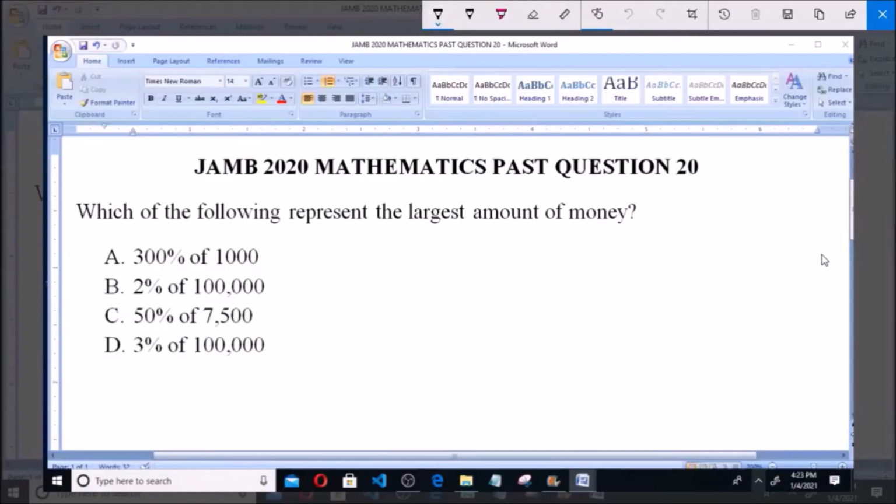Welcome. I'll be answering JAMB 2020 mathematics past question 20. Which of the following represents the largest amount of money? 300% of 1,000, 2% of 100,000, 50% of 7,500, and 3% of 100,000. Now let's briefly analyze each of them.